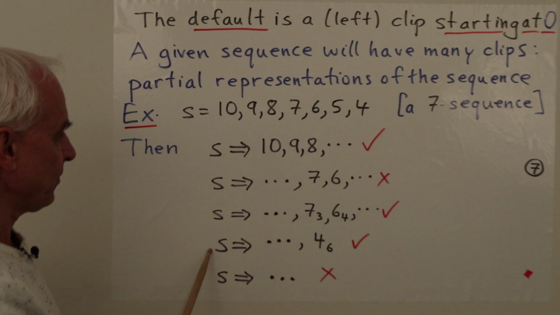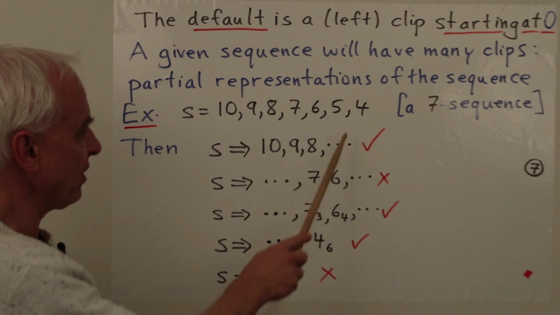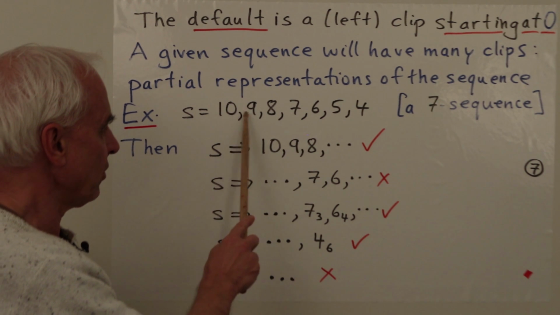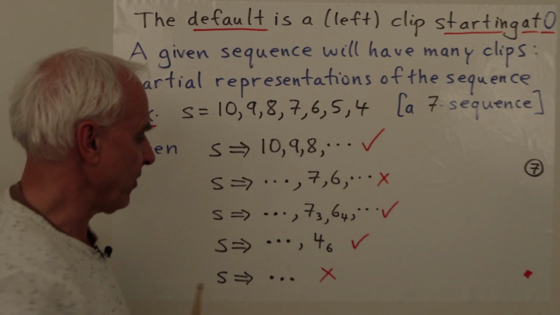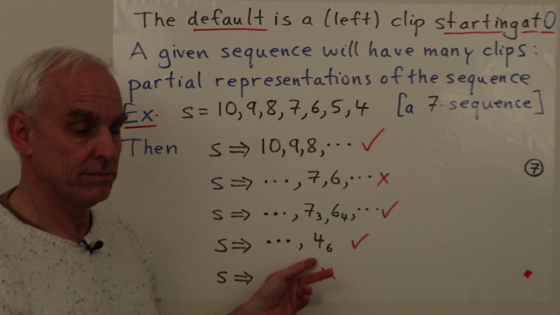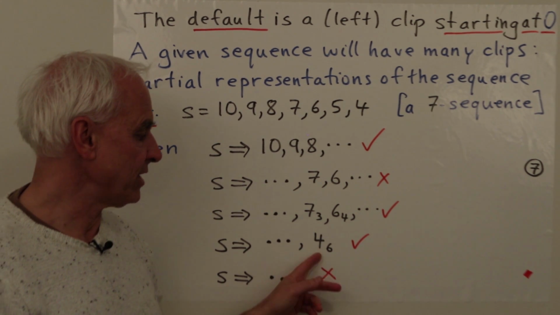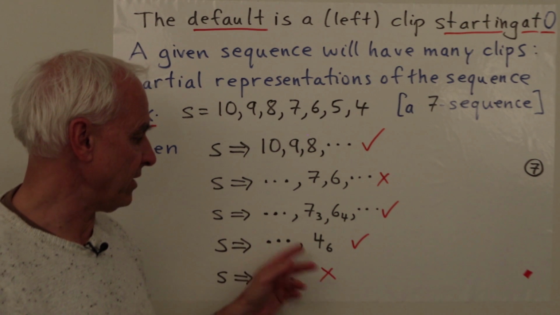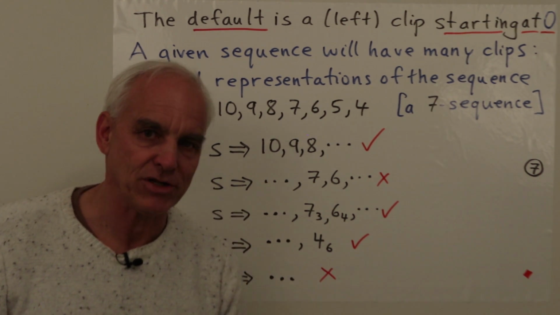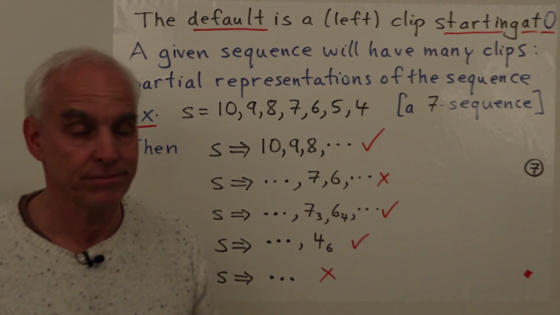What about this? 3 dots and then a single 4 with a 6 as an index. 0, 1, 2, 3, 4, 5, 6. That's the correct index. This is a legitimate clip. It's a right clip. It's got to have at least one thing in it, but it does. This thing, however, is not defined. 3 dots, that's no information. We're not going to consider that a valid clip.